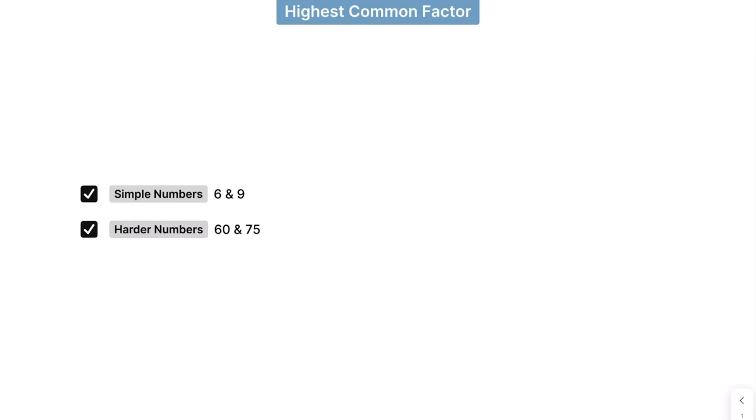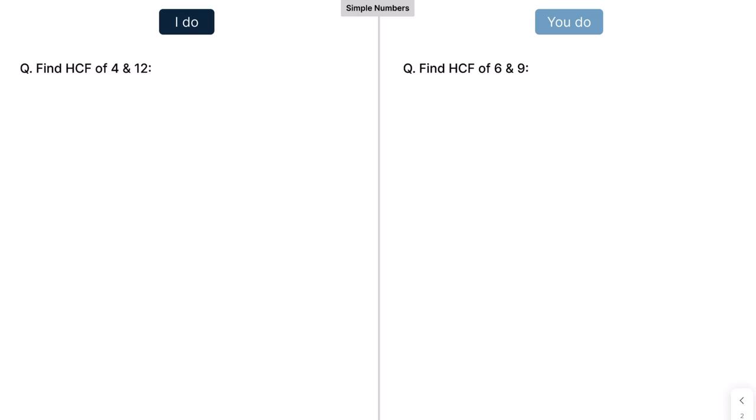So in this video, we're going to look at how to find the highest common factor of simple numbers and then how to find the highest common factor of slightly more difficult numbers. So let's make a start. The way my videos work, I'm going to do the example on the left, which is I do. You're then going to press pause and have a go at the example on the right, which is you do.